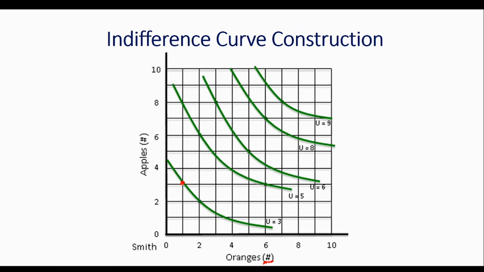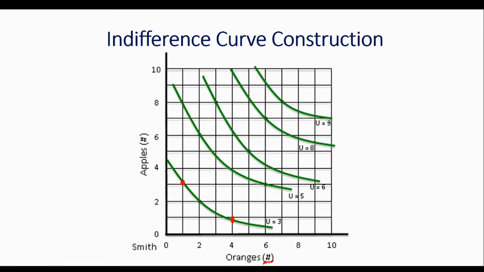So for example, a point like this on U equals 3, which is 1 orange and 3 apples for Smith approximately, is going to give Smith approximately exactly the same amount of utility as 4 oranges and say 8/10 of an apple, if we were to measure it accurately. Okay, so every point on an indifference curve gives Smith exactly the same level of utility.